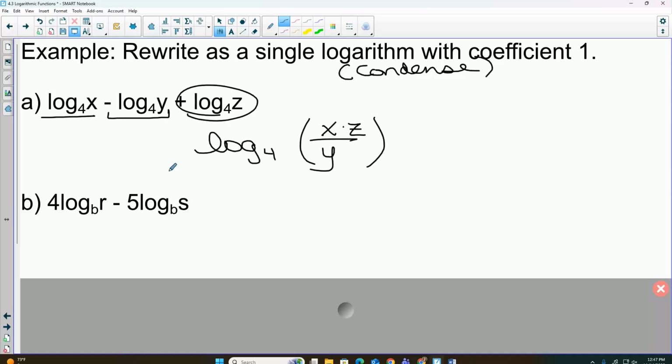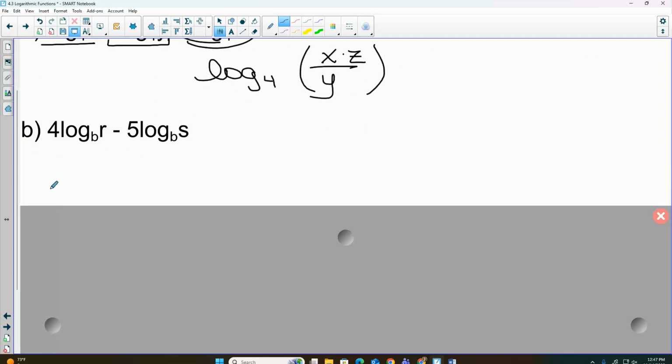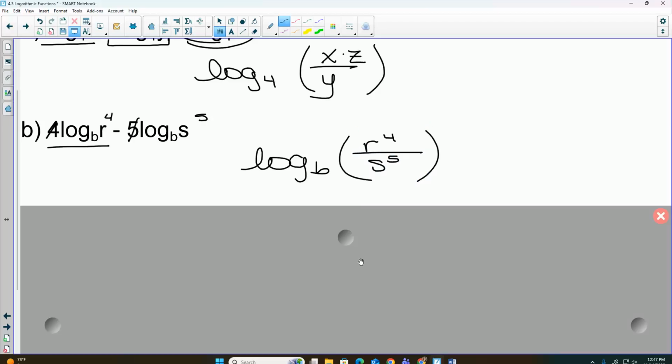Look at this one. What would I have to do first? Yeah, move the 4 and the 5 into the x. So then we have log base b. R to the 4th, that was a positive, so that's on top. Minus, so we're dividing by s to the 4th.